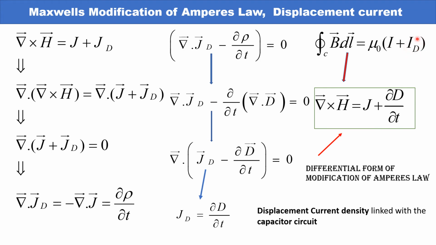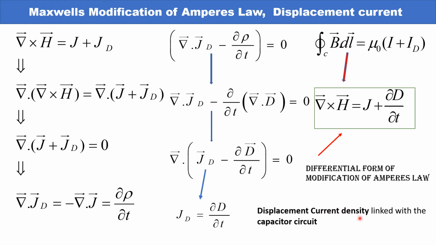This is called the displacement current: mu 0 (I plus I_D), and curl of H. In Maxwell's law, we have to add that term ∂D/∂t. So this is Maxwell's modification of Ampere's law, and this is Maxwell's fourth law, where Maxwell's contribution is to add an extra term along with J, that is ∂D/∂t. This is called the differential form of the modification of Ampere's law, and J_D is the displacement current density.